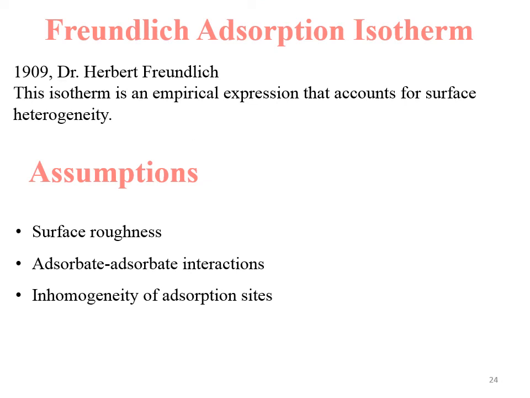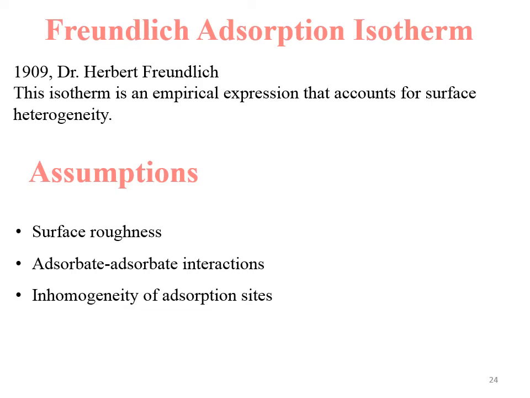The second type of adsorption isotherm is Freundlich adsorption isotherm. This isotherm was introduced by Dr. Herbert Freundlich in 1909. This isotherm is an empirical expression that accounts for surface heterogeneity. The surface heterogeneity of adsorbent was ignored by Langmuir adsorption isotherm. Therefore, this Freundlich adsorption isotherm can also be considered an extension of the Langmuir adsorption isotherm.